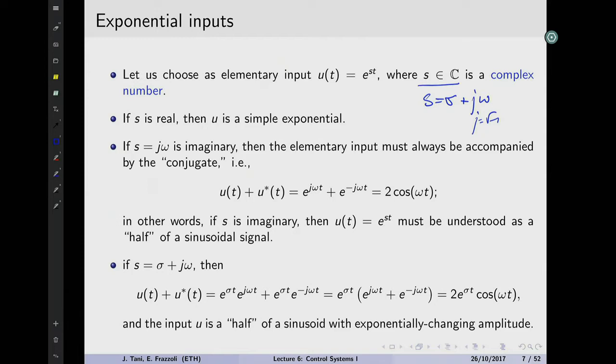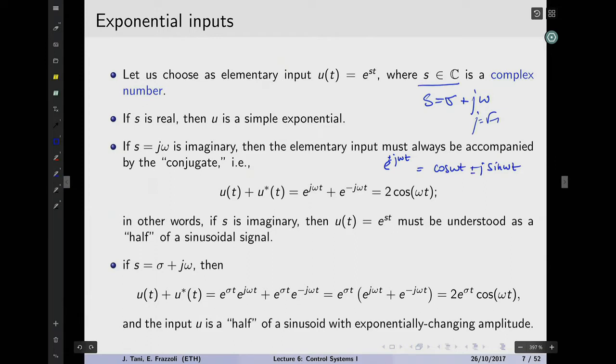plus its complex conjugate. And if you recall Euler's equation, which says that basically e^(j omega t), or e^(jx), can be expressed as what? As cosine of omega t plus j sine of omega t. And if there is a minus here, we put a minus there.